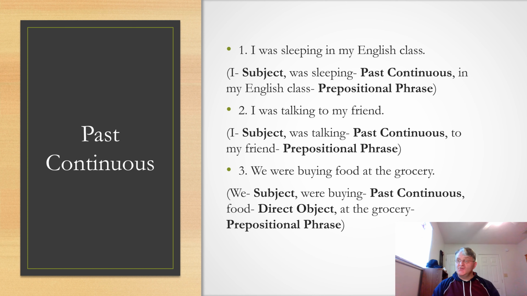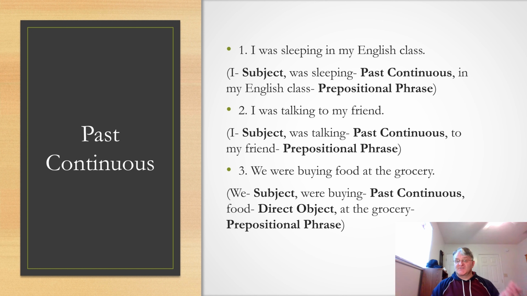Now we are going to use the past continuous, which is different from the simple past. Again, talking about an action occurring over time. So a couple of examples here with the sentence construction explanation. So I was sleeping in my English class. Not a good student. Don't sleep in your English class. But if you say it, I is our subject, was sleeping is our past continuous. In my English class, here is our prepositional phrase.